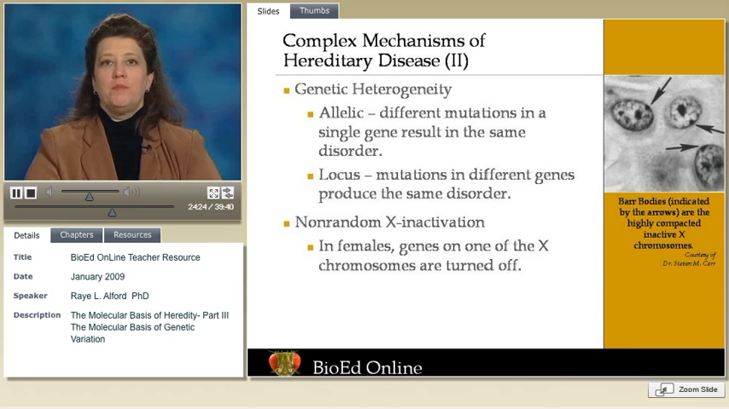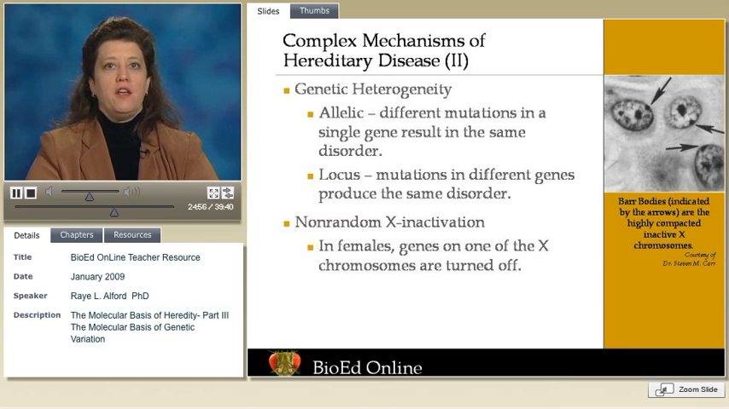There are two types of genetic heterogeneity: allelic and locus. Allelic heterogeneity occurs when different mutations in a single gene cause a particular disease. One disease that shows allelic heterogeneity is cystic fibrosis. More than 1,000 different mutations have been identified in the gene associated with cystic fibrosis. Understanding allelic heterogeneity is important for interpreting DNA test results and predicting disease severity.